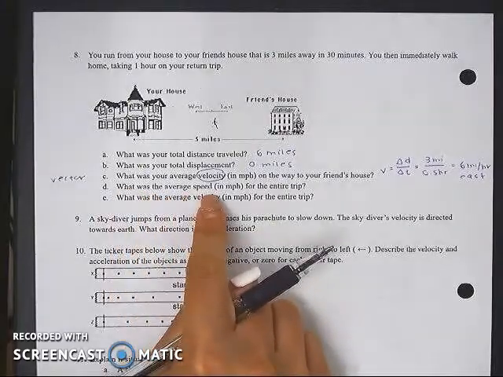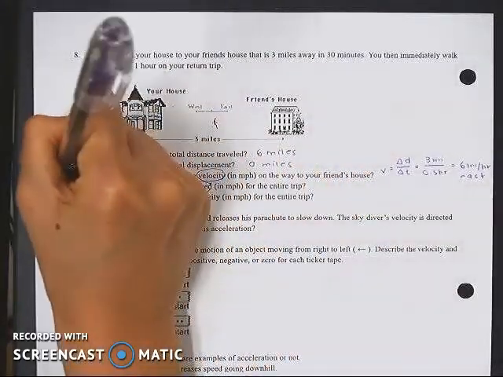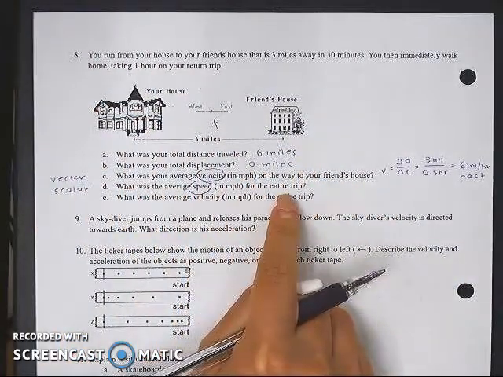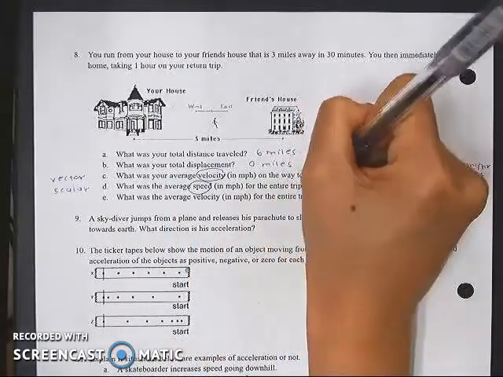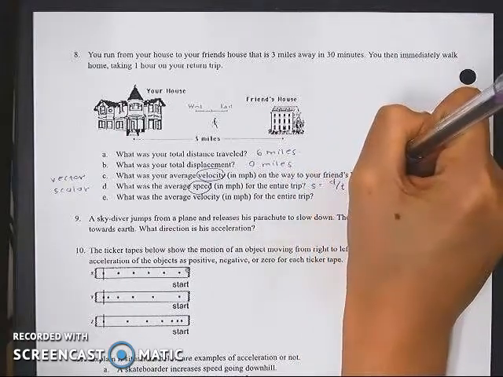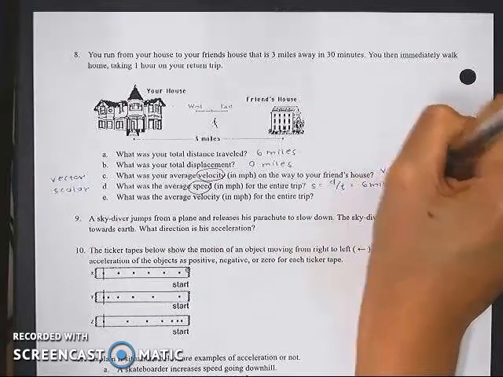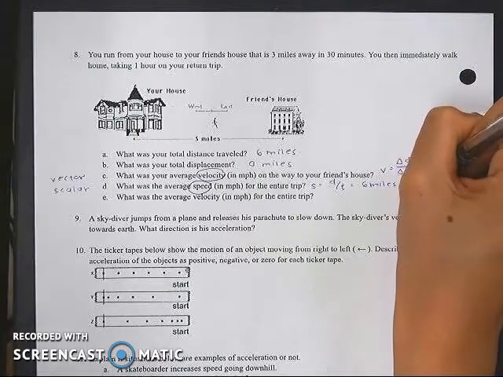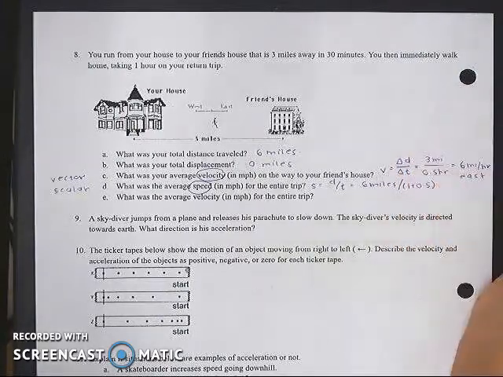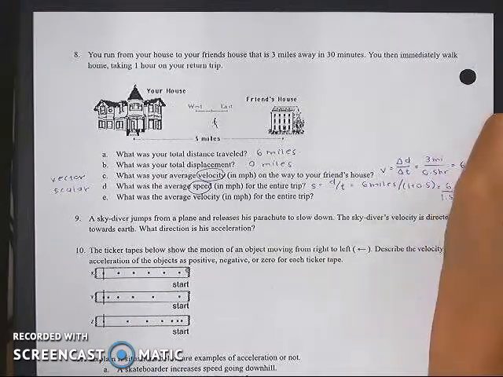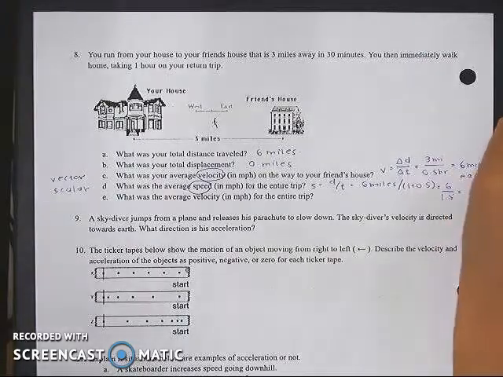Part D, what was the average speed? Speed is a scalar, so we only need the magnitude. What was the average speed for the entire trip? Well, the entire trip was 6 miles, and remember, speed equals distance over time. We're dividing 6 miles by the total time, which in this case was 1 hour plus half an hour. So if you do 6 divided by 1.5, your average speed would be 4 miles per hour.